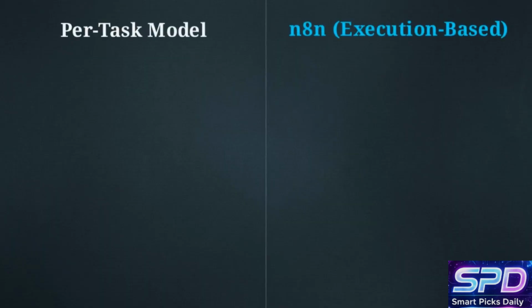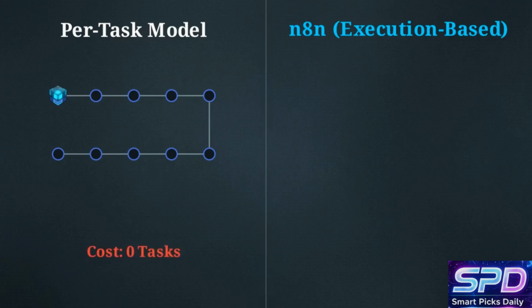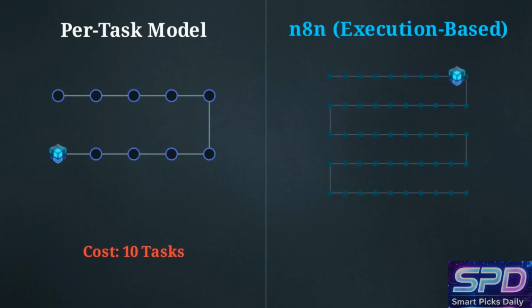Most platforms use per-task billing. As shown on the left, you are charged for every single node a workflow crosses. If you build a complex sequence, your costs multiply with every step you add. N8N uses execution-based billing. On the right, an entire 50-step data path costs exactly 1 credit to run from start to finish. This math scales efficiently at volume.